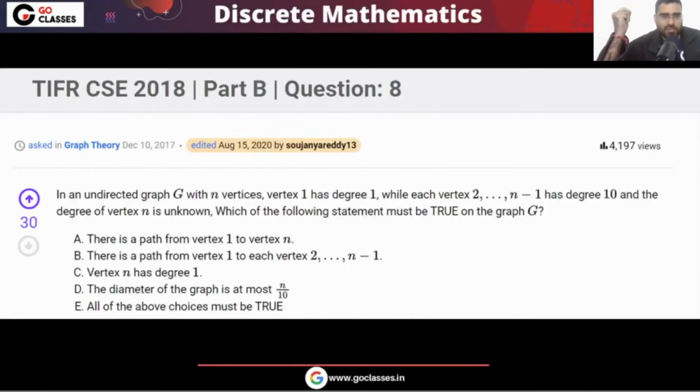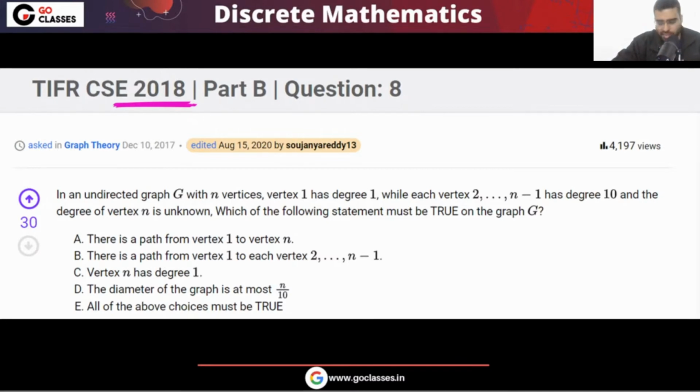Let's see this question. Tell me the answer. Quickly tell me the answer for this question. This is a TIFR 2018 question. A very simple question. Tell me the answer. This is TIFR, Tata Institute of Fundamental Research.